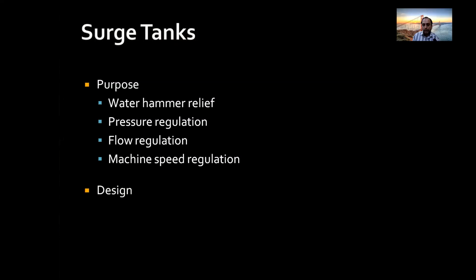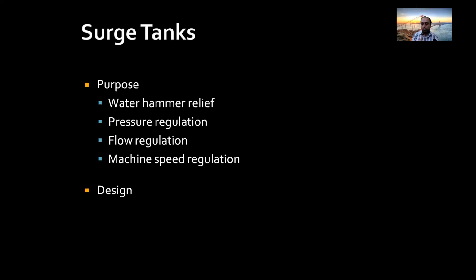Surge tanks are used to relieve the water hammer forces, and they are also used for pressure regulation and flow regulation. And if you can regulate the pressure and flow, you will obviously be able to regulate the machine speeds. Of course, the main purpose of any hydropower project is to generate electricity at 50 hertz, because the power frequency of AC current in the grid is 50 hertz. So the hydropower project should generate electricity at 50 hertz so that it matches with the grid.